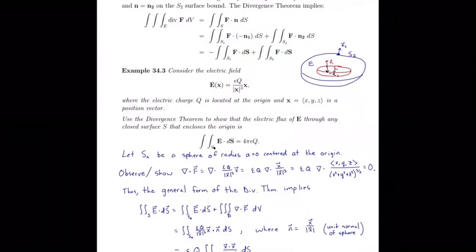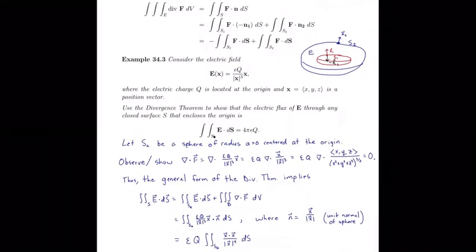We'll just choose a sphere of radius a, and we can suppose that it's small enough to fit inside and around the origin, and we'll go from there. So S sub a will be a sphere of radius a, chosen small enough to fit inside of our original surface S.